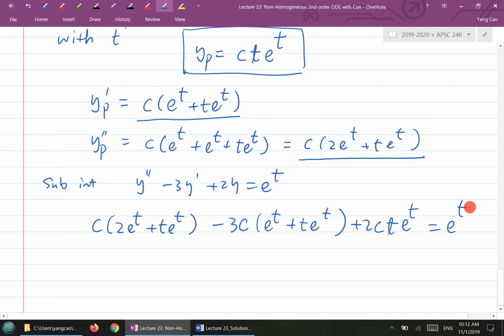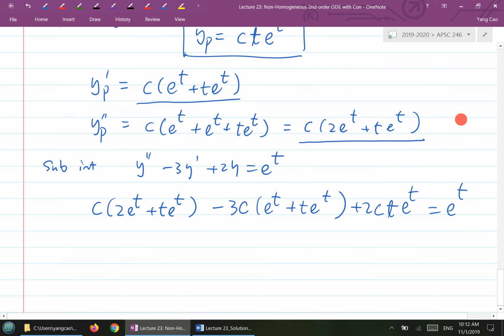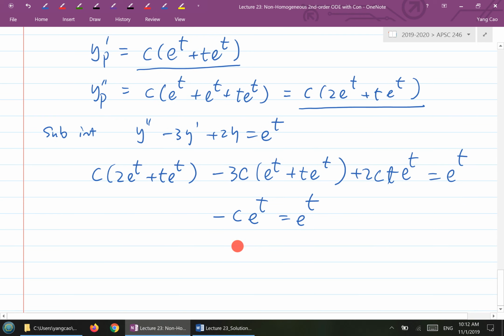A lot of e to the power t and a lot of c, but you can simplify greatly by combining all the terms together. You end up with just negative c e to the power of t equal to e to the power of t. Okay, so you end up with this simple relationship. In order to make it the same, c has to be -1.